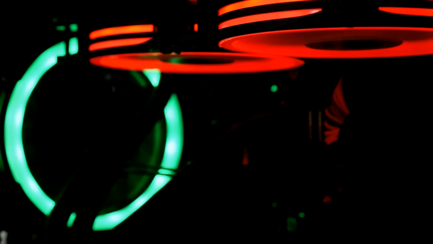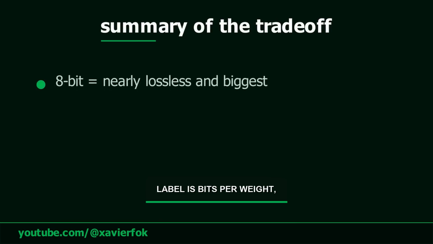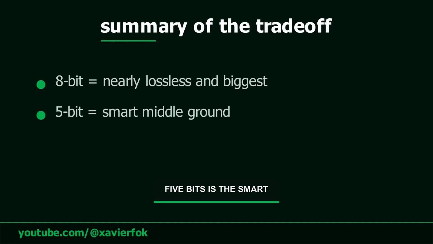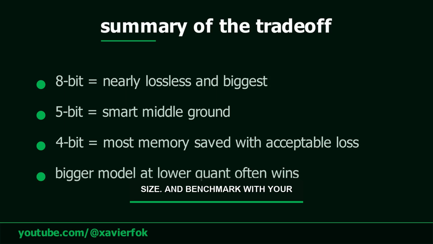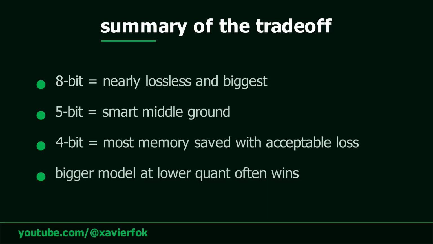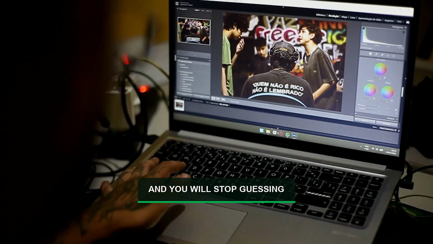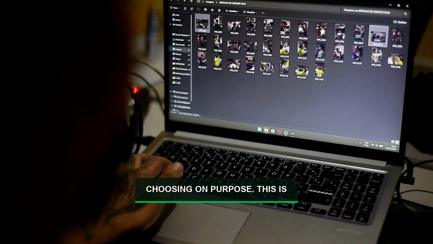So to pull it together, the number in the quant label is bits per weight, and it drives the whole trade-off. 8 bits is nearly lossless and biggest. 5 bits is the smart middle. 4 bits saves the most memory and costs you on the hard tasks. A bigger model at a lower quant often beats a smaller model at a higher quant for the same memory. Check speed, not just file size, and benchmark with your real work over many runs, not one lucky question. Get those few things right, and you will stop guessing at cryptic labels and start choosing on purpose.